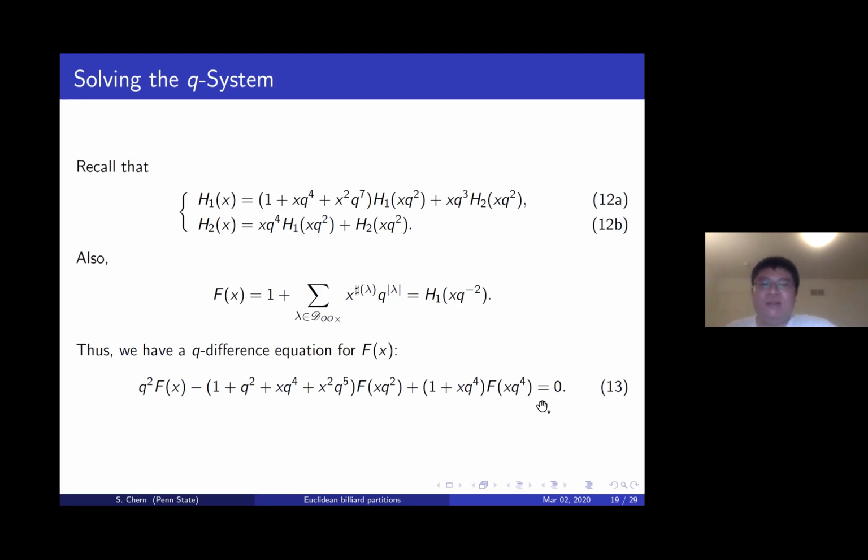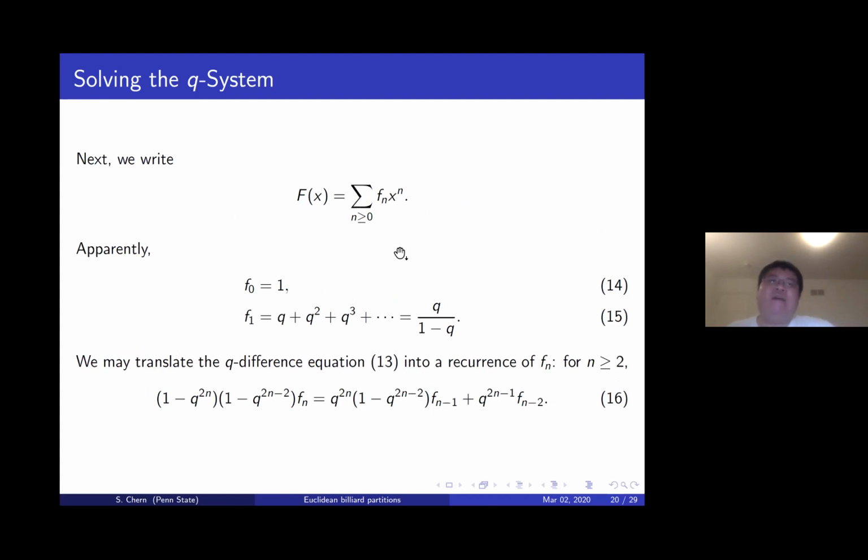And from here, we write f of x as a formal power series in x. And of course, we can find the expressions for the first two terms. F0 is 1, and f1 is q over 1 minus q. So we can translate the previous Q-difference equation into a recurrence for f sub n. So we have this recurrence relation.